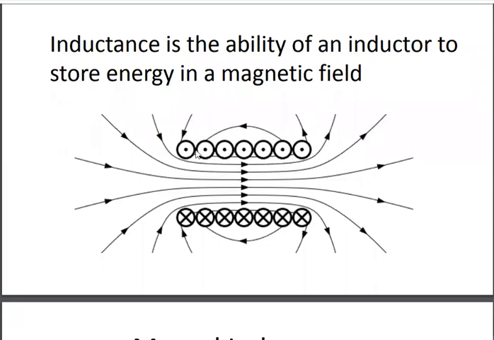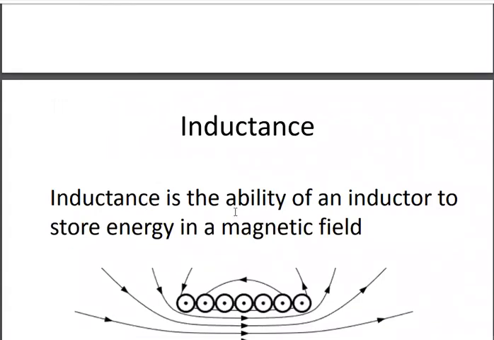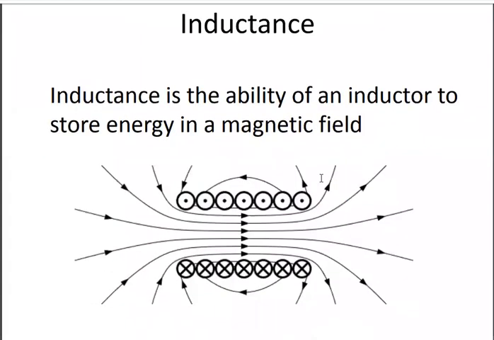So you see here, this is a solenoid-like thing. Inside the solenoid, these are the magnetic field lines, which are uniform, but outside it appears as North Pole and South Pole. This end will be North Pole and this end will be South Pole. So now try to understand inductor and inductance. Inductance is the ability of an inductor to store energy in a magnetic field.